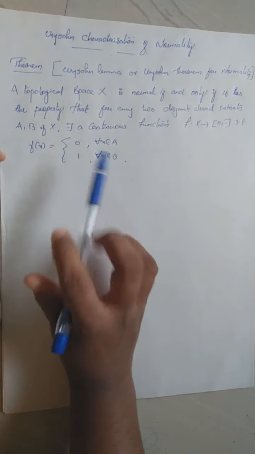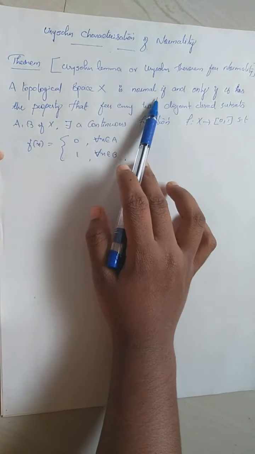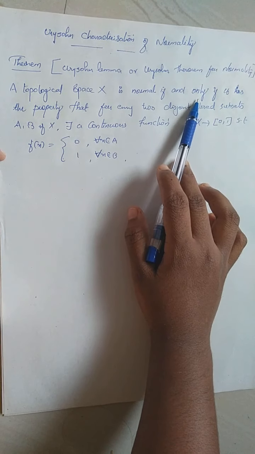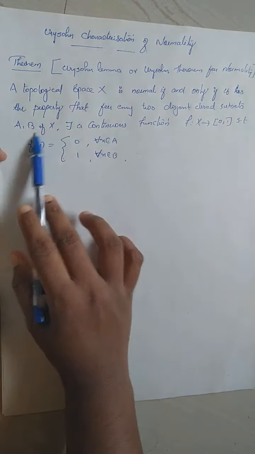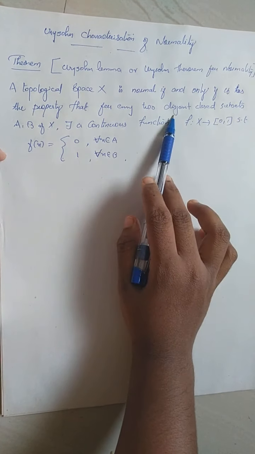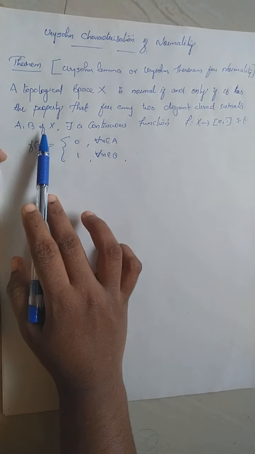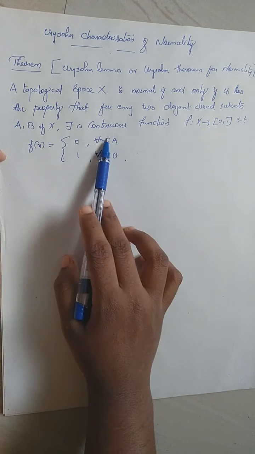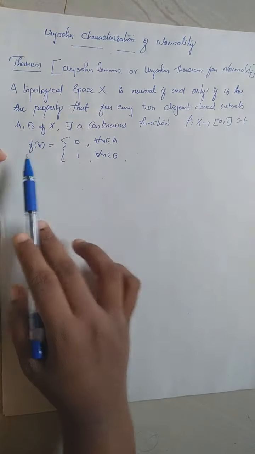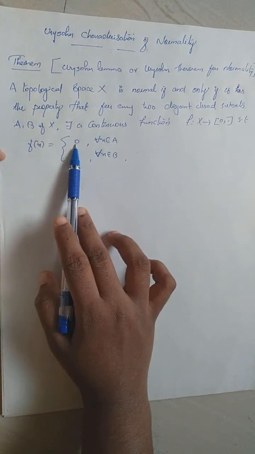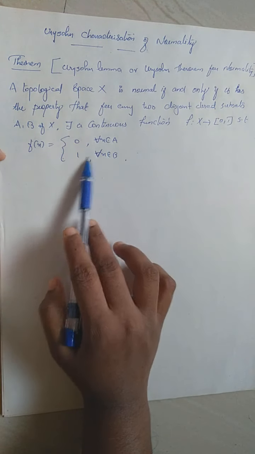This theorem says that a topological space X is normal if and only if, that means it is a criterion, it has the property that for every two mutually disjoint closed subsets A and B of X, there exists a continuous function f from X to the closed interval [0, 1] such that f maps every element of A to 0 and every element of B to 1.